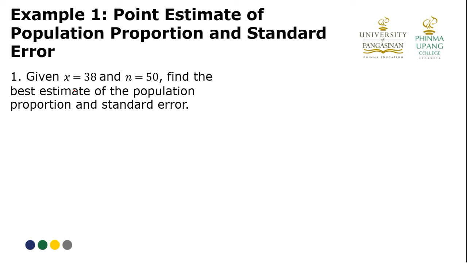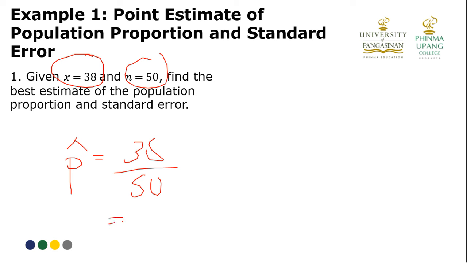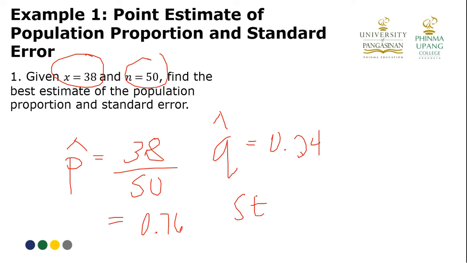Number one. What is the point estimate and standard error on number 1? Your x is 38. Your n is 50. What is our p hat, guys? This is 38 all over 50. What is 38 all over 50? Answer in decimal form. How about the Q hat? What is the Q hat? 0.24.